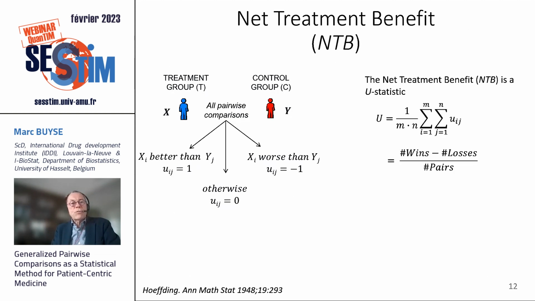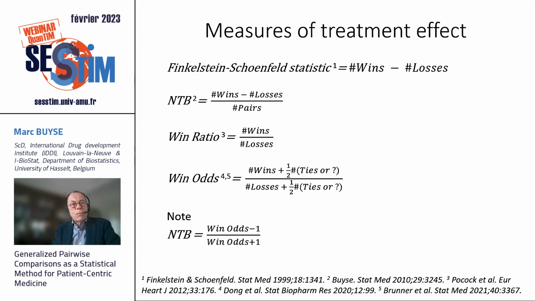Then let me come to measures of treatment effect. A natural thing to do when you have this U statistic is just to look at the number of wins minus the number of losses over the pairs. That is nothing else than the Wilcoxon Mann-Whitney U statistic. And that we call the net treatment benefit. So it's a very natural statistic because it's exactly equal to the Wilcoxon statistic. So that's the net treatment benefit. And I will come to the interpretation of that statistic in a moment.